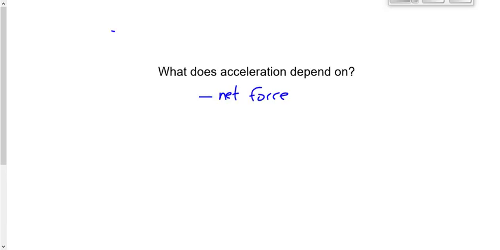What else? Somebody said it. I heard him. Mass. The bigger the net force, the bigger the acceleration. The bigger the mass, the smaller the acceleration.